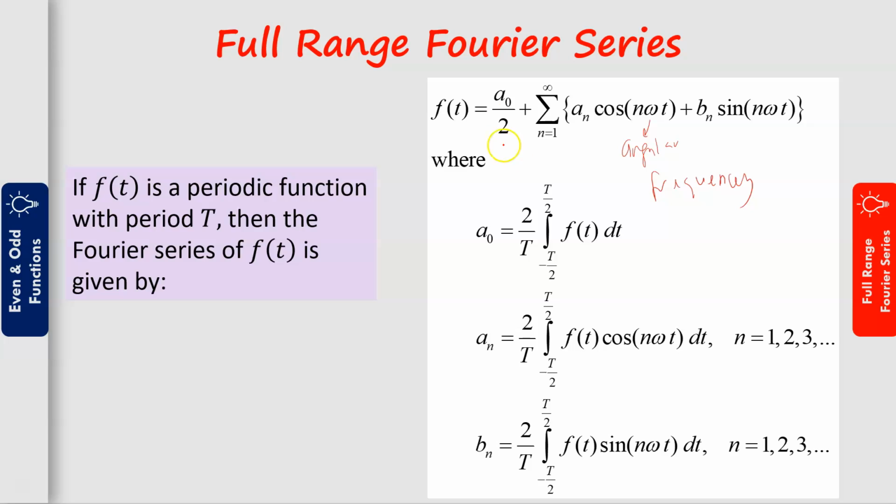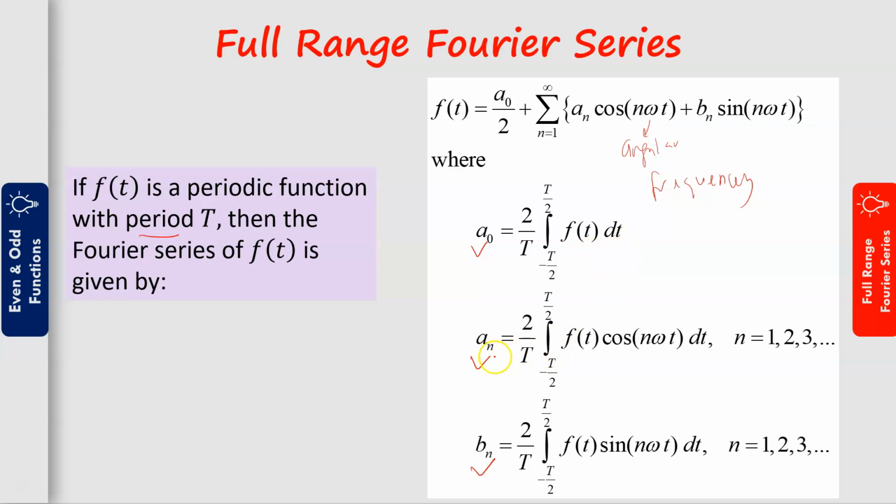So to find the full range Fourier series, you have to find the coefficients, which means you need to find a naught, also a n and also b n. In this case, a naught is given by the formula 2 over capital T here. What does it mean by this capital T? It is the period. You have to integrate from negative T over 2 to T over 2 the function with respect to time.